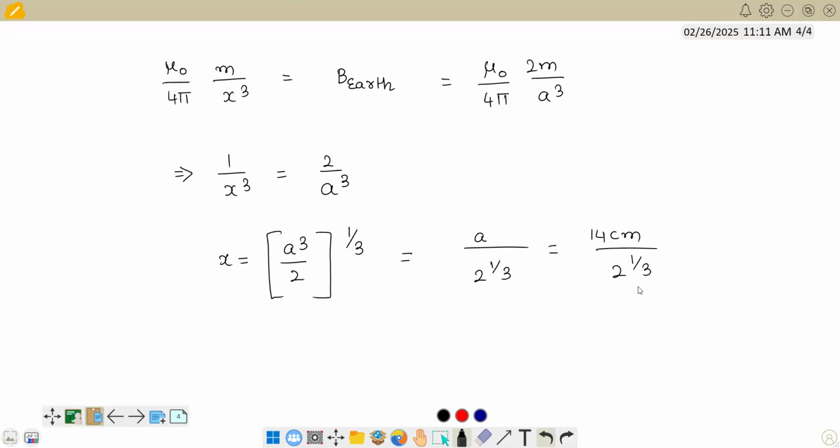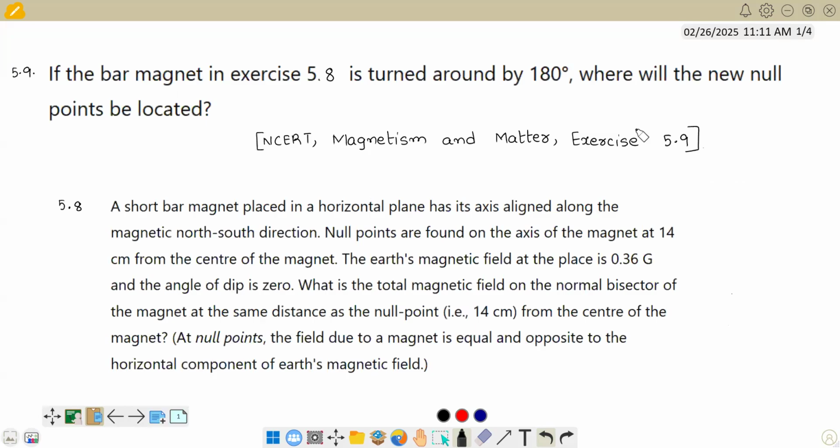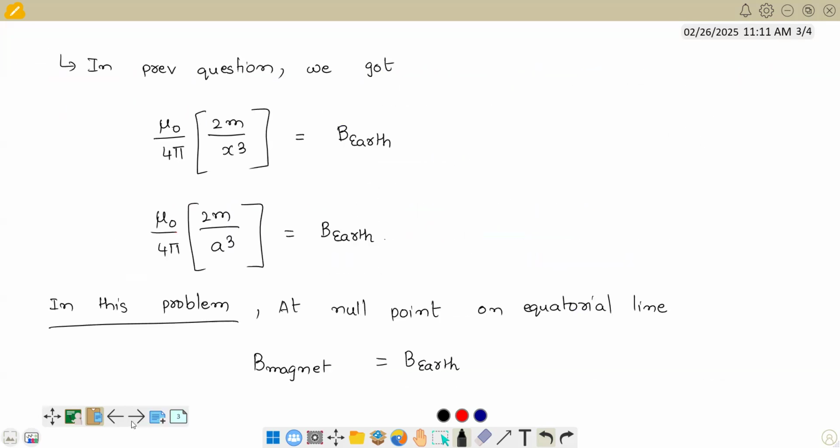So we need a calculator for this. So let me use it. So 2 power 1 by 3. So this value is equals to 11.11 centimeter. So when we do 14 by 2 power 1 by 3, you are getting 11.11 centimeter. So at this distance, if you rotate it by 180 degree on the equatorial line, a new null point would be located.